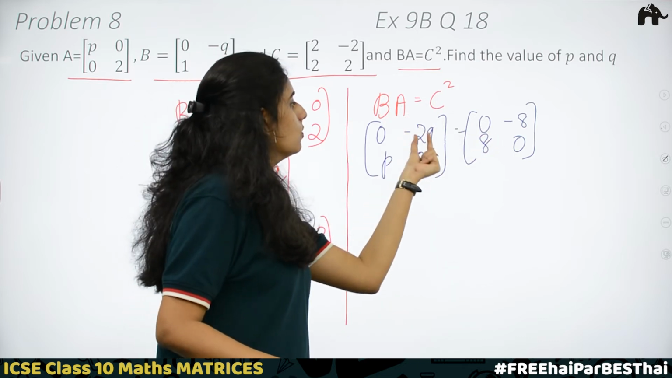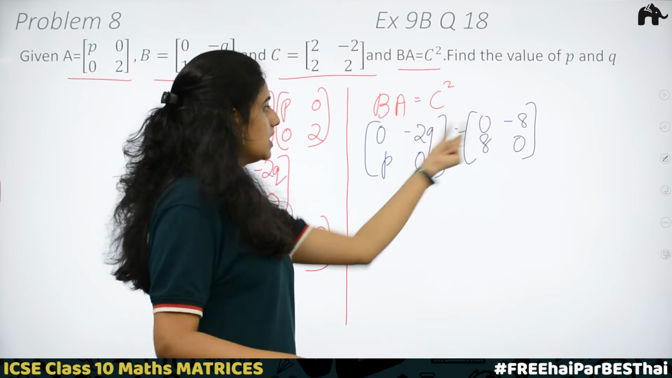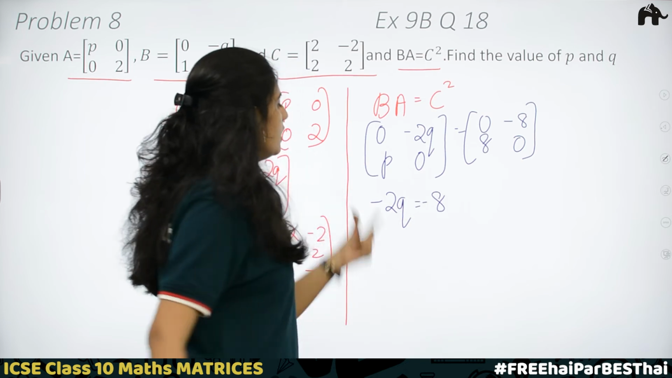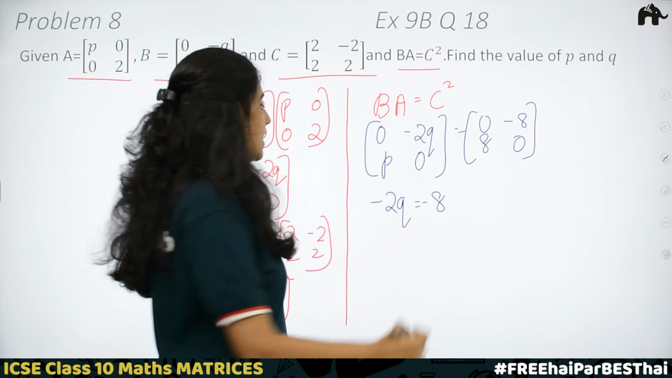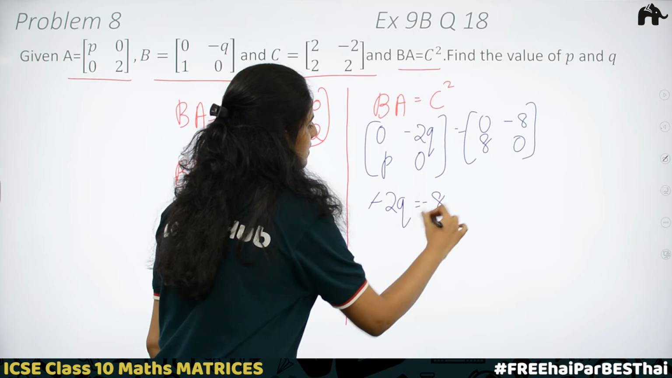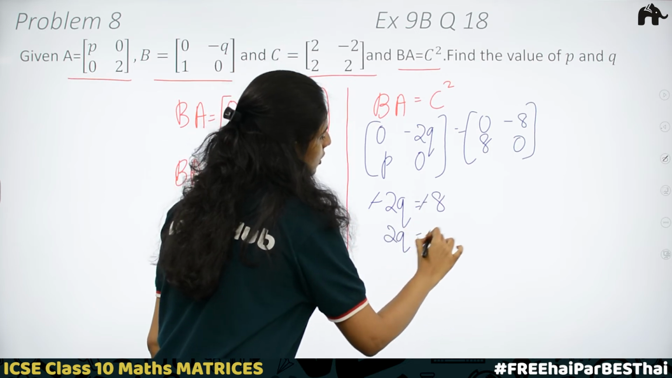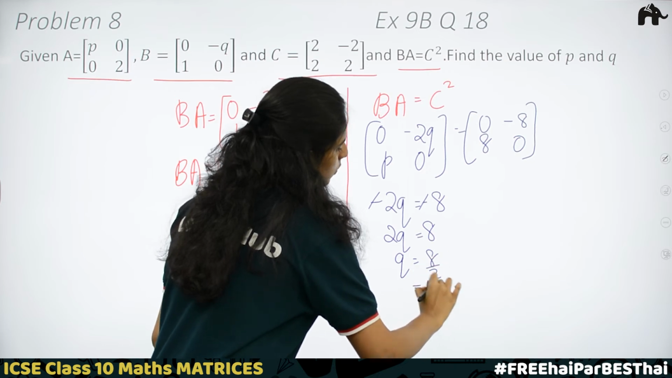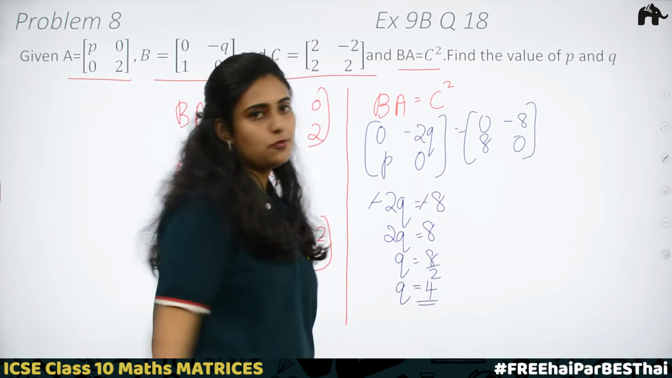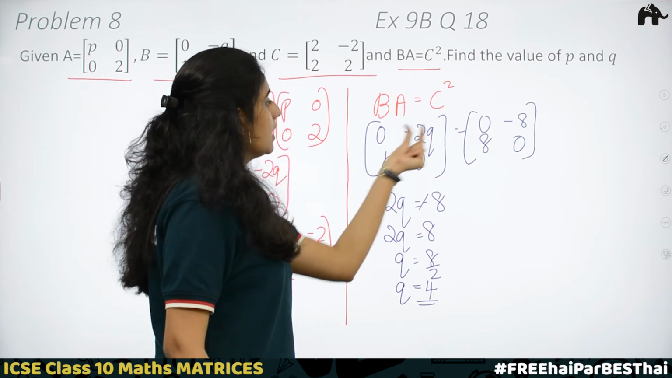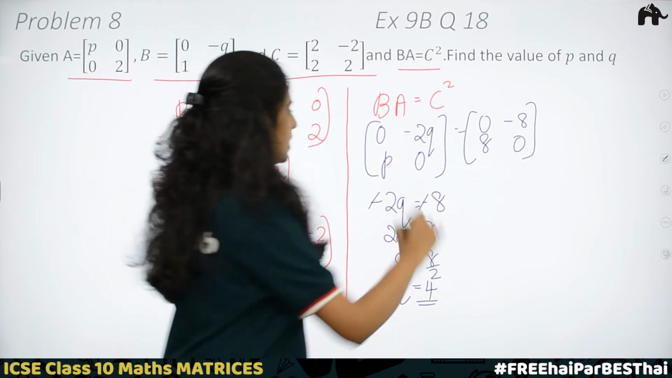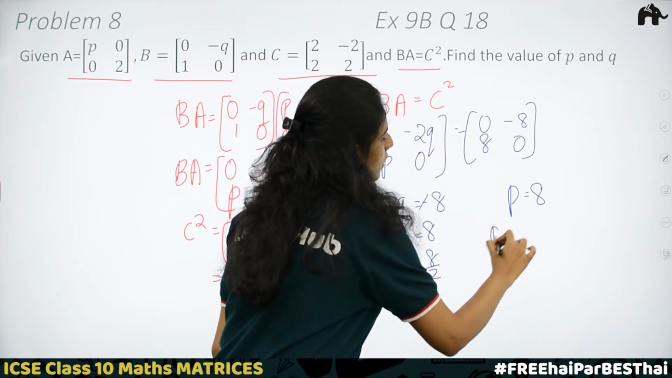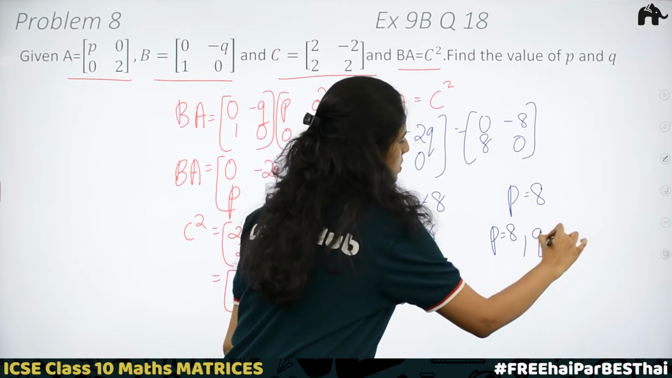Next, to get Q, we can take the second elements from both these matrices. Minus 2Q will be equal to minus 8. If minus 2Q is equal to minus 8, we can cancel the negative signs. 2Q will be equal to 8, Q will be equal to 8 by 2, which is 4. The value of Q is equal to 4. Now, P will be equal to 8. Here we are considering the third elements. P is equal to 8. Therefore, we got P equal to 8 and Q is equal to 4.